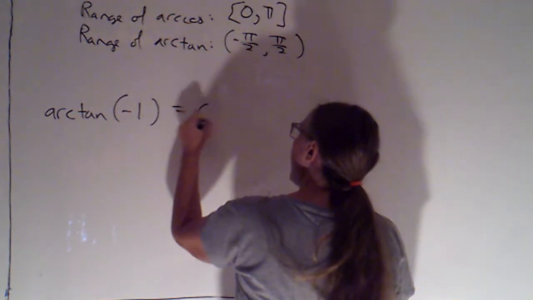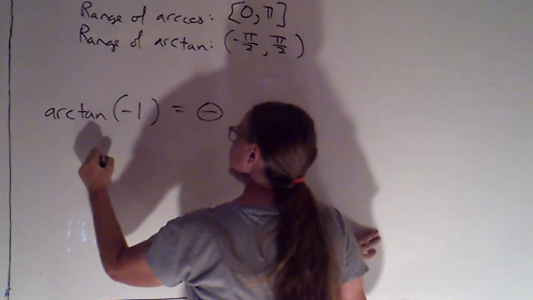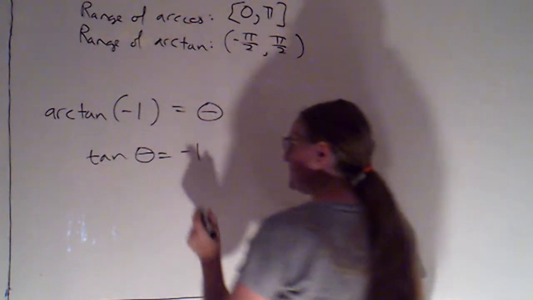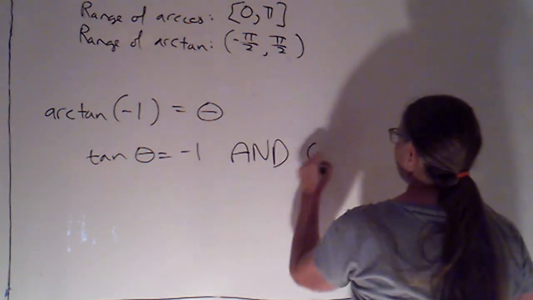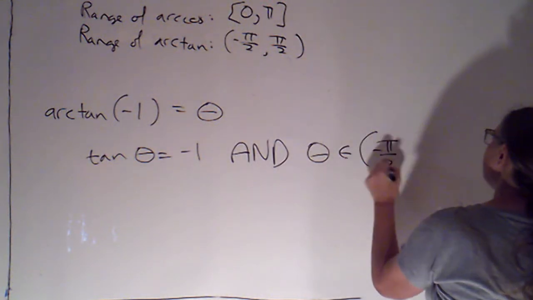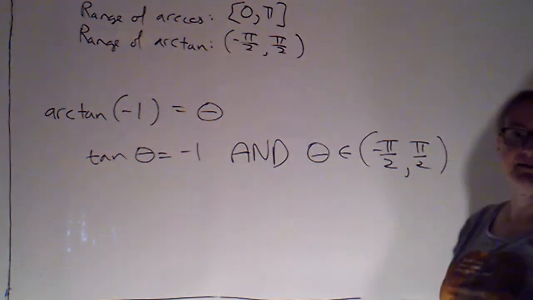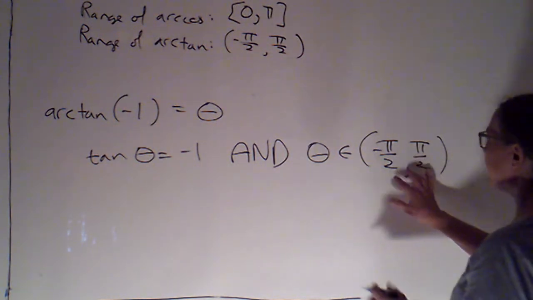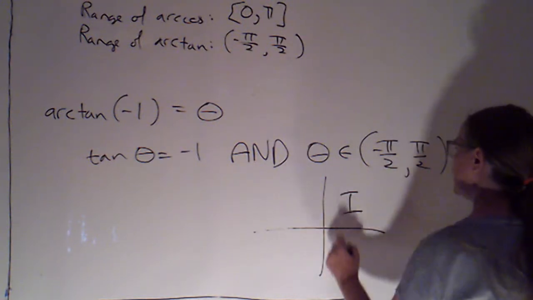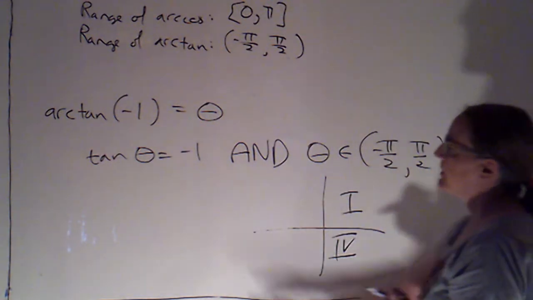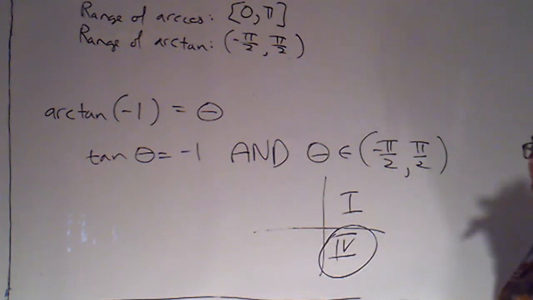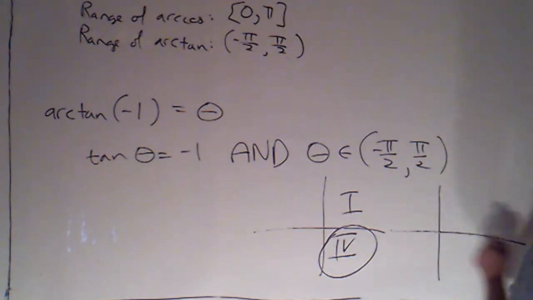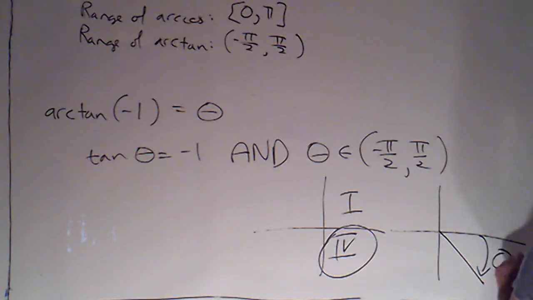And so I'm going to call that theta, and I'm going to say this means that tangent of theta is negative 1. Now 3 pi over 4 satisfies that, but it doesn't satisfy the second condition. And theta is in the interval from negative pi over 2 to positive pi over 2. Now that corresponds to quadrants 1 and 4. That's negative. In these two quadrants, the one that tangent's negative in is quadrant 4. So my theta is going to be a negative acute angle.